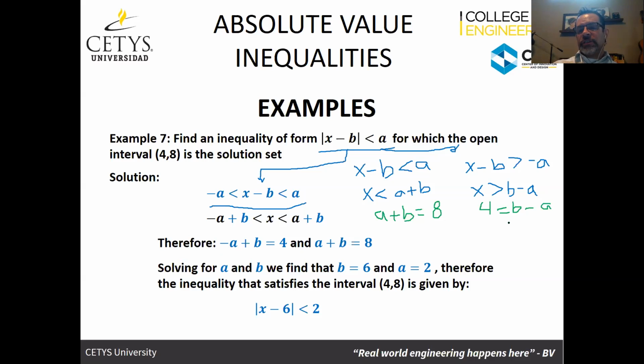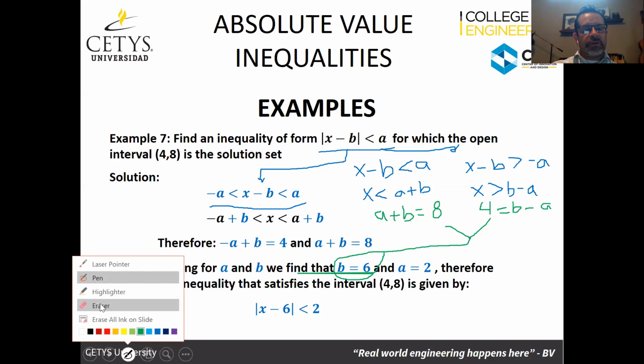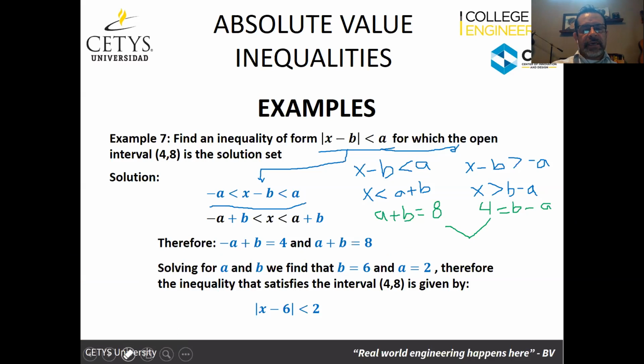We have two simultaneous equations. Solving them by any means, we can solve for a and substitute in the other, or simply add them. We get b equal to 6 and a equal to 2. Those are the two values that comply with the solution. Substituting into the original expression, we have absolute value of x minus 6 less than 2.